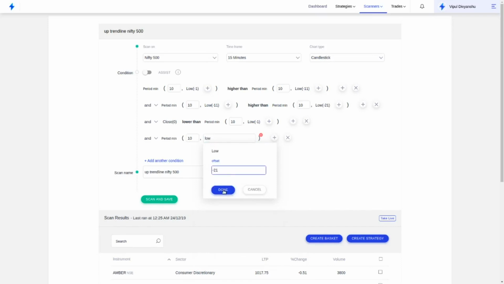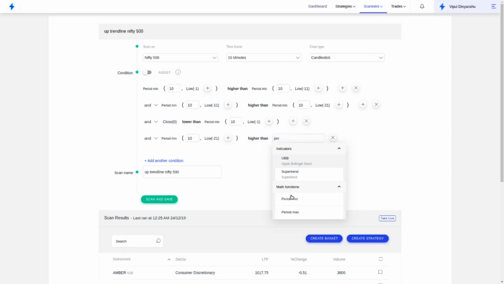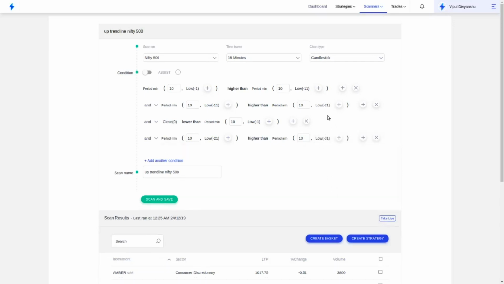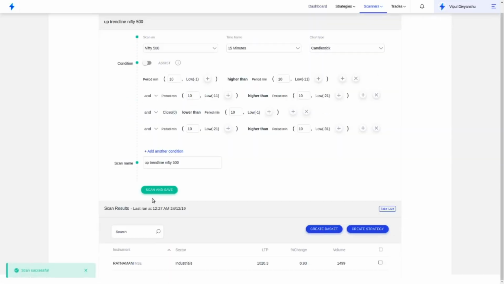So that the previous 21 candles is higher than, then we can say period min again, and is lower than minus 31. So now it will scan for a long trend. After the first two conditions which I have highlighted, we could have added the third one to identify a long one, but just for the sake of being easily able to identify long-running trends in the webinar, we removed this, because with this only one stock came, and sometimes no stock might come.